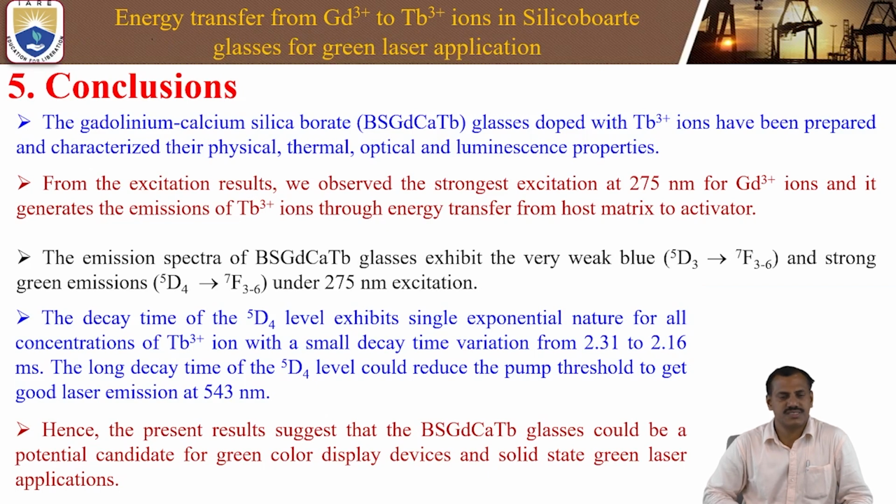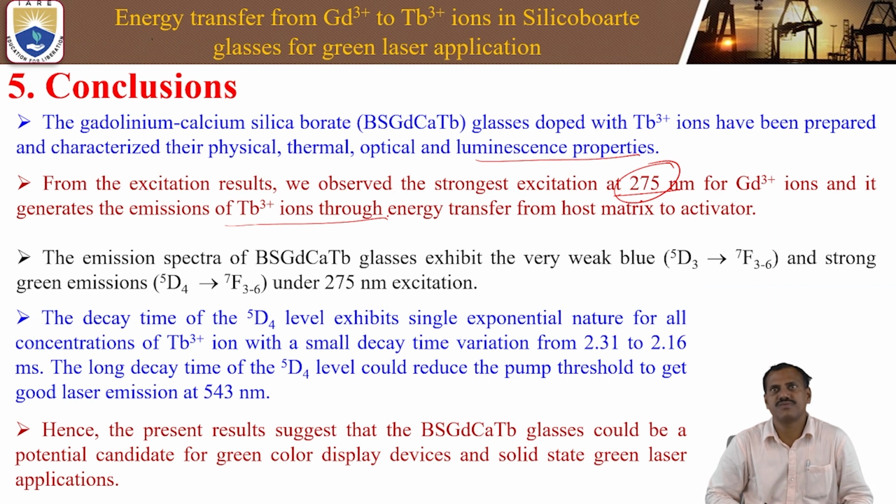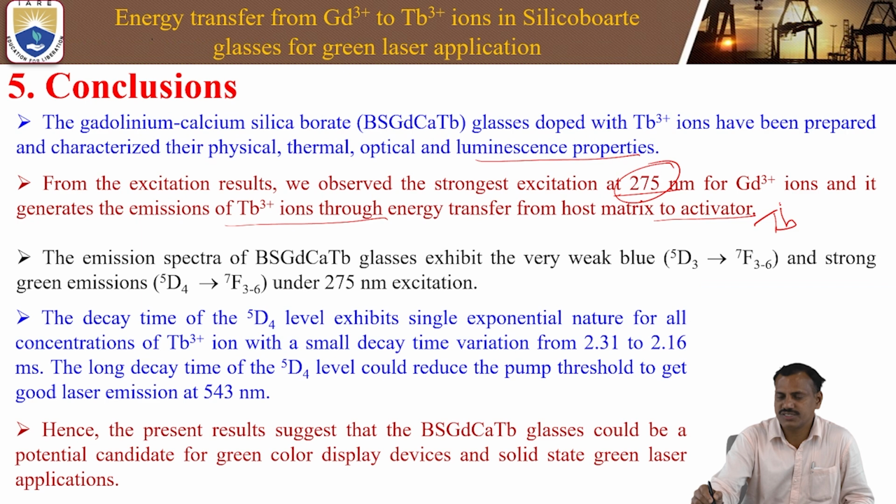Next, conclusions. Gadolinium calcium silicoborate glasses doped with terbium-3+ ions have been prepared and characterized for their physical, thermal, optical and luminescence properties. From the excitation results, we observed the strongest excitation bands at 275 nanometers, and 312 also. Among the two excitation bands, 275 is the strongest excitation for gadolinium-3+ ions, and it generates the emission of terbium-3+ ions through energy transfer from the host matrix to the activator. The activator here is terbium-3+ ions, that is the dopant.